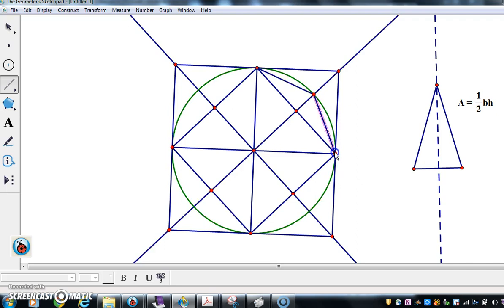And remember that when you bisect the chord of a circle, you also bisect the arc. So where this line intersects cuts the arc into two congruent parts. And so now I'm going to connect all of those points of intersection, and we have created an inscribed octagon. And that octagon is now going to be a better approximation than the square. So I'm going to hide the square.